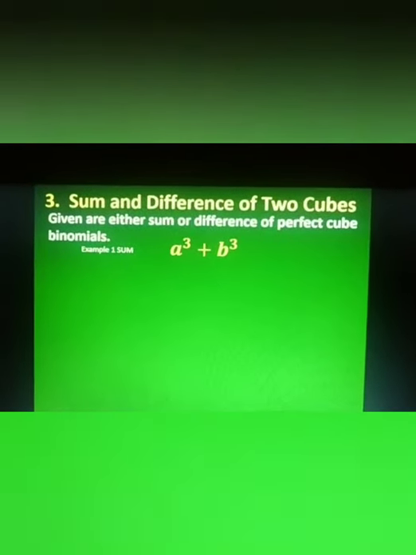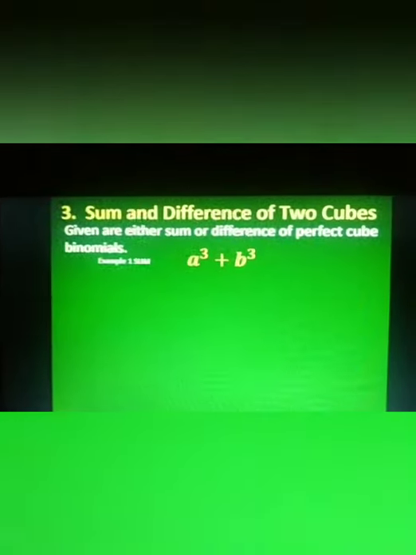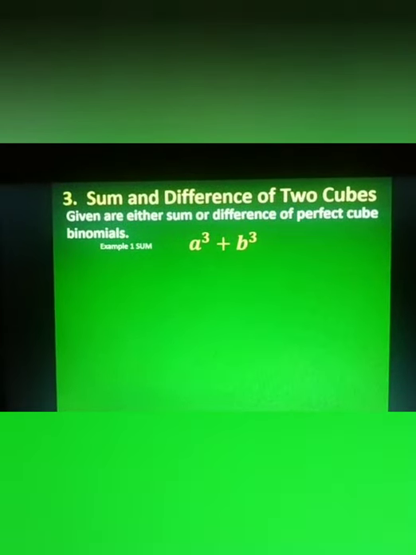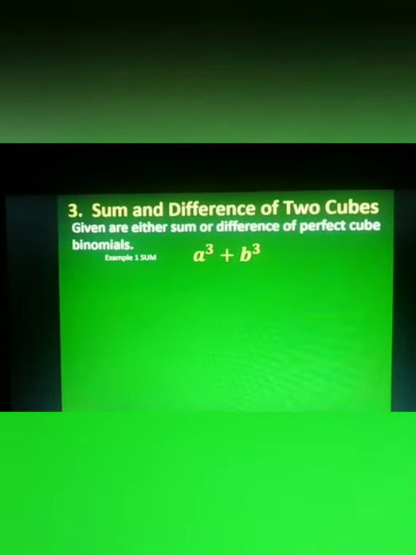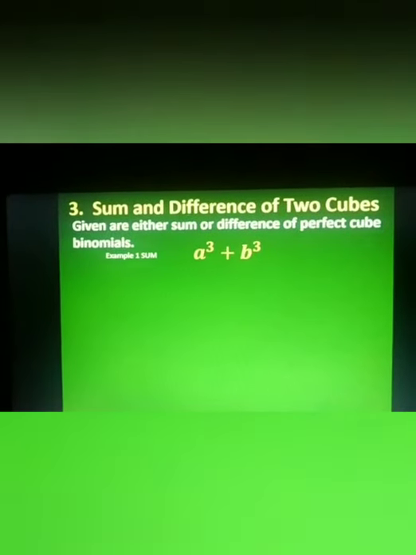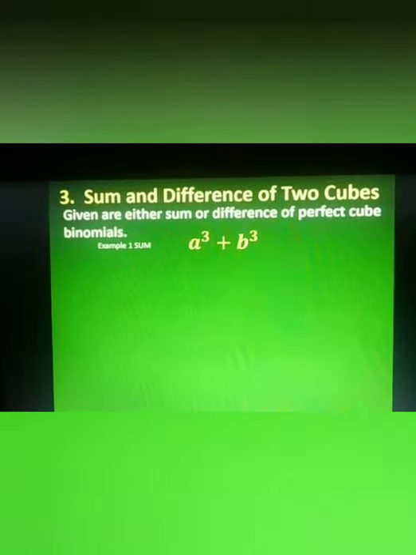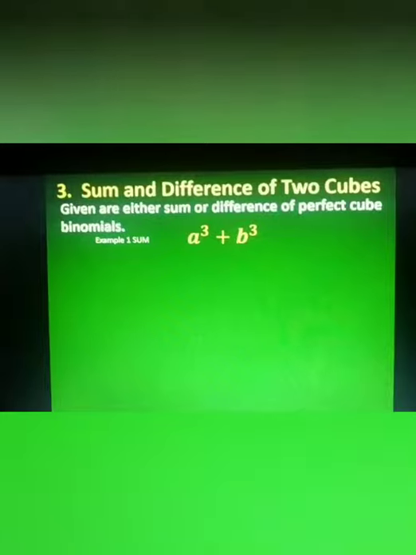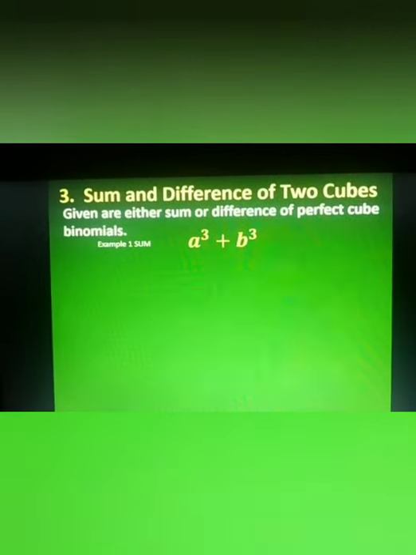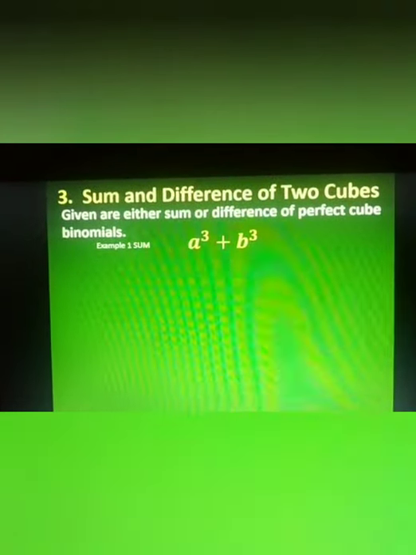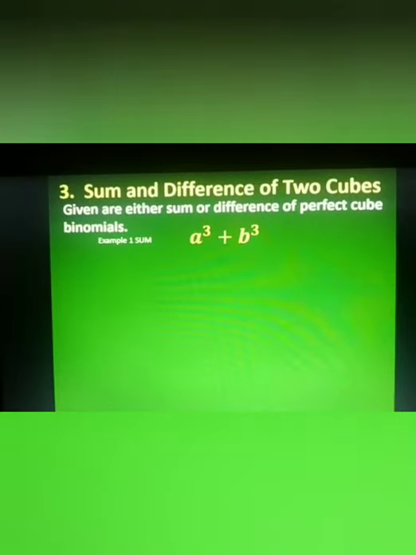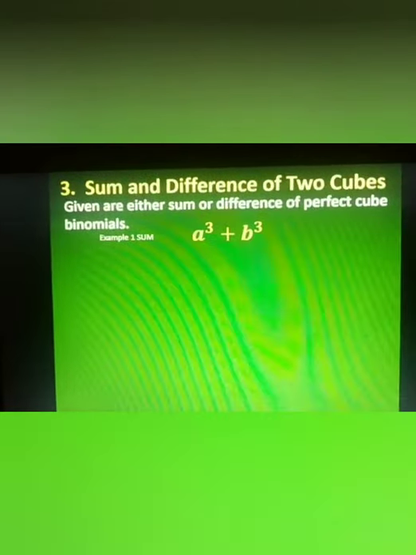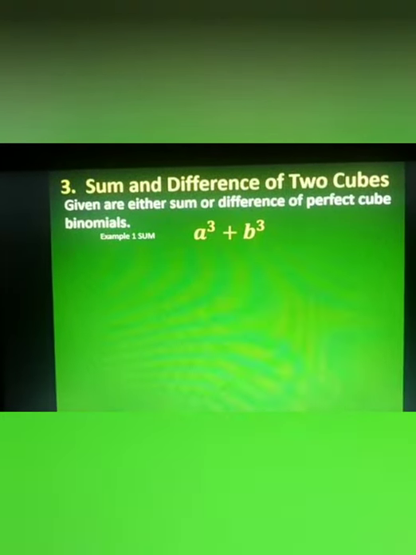Like 1. 1 times 1 times 1. 1 man gyapon. Diba? 2 times 2 times 2. Tatlo ka 2 i-multiply mo. 2 times 2, 4 times 2, 8. So, 8 is a perfect cube. Ang iyang cube root is 2. Diba? Next, we have example, 3 times 3 times 3. Tatlo ka 3. 3 times 3, 9 times 3, 27.